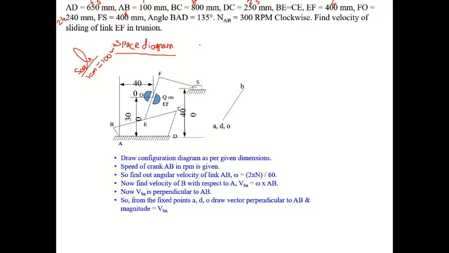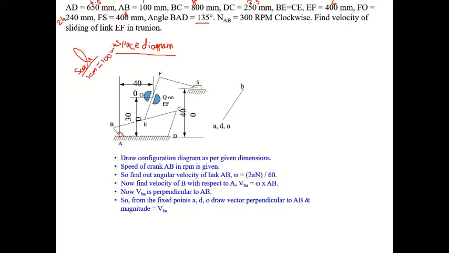So first AD. Draw this horizontal line AD, 6.5 centimeter. After drawing this, BAD is 135 degrees, so this angle is 135 degrees. Keep your protractor on point A.